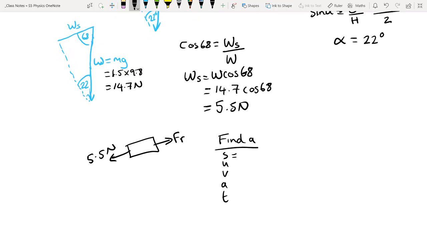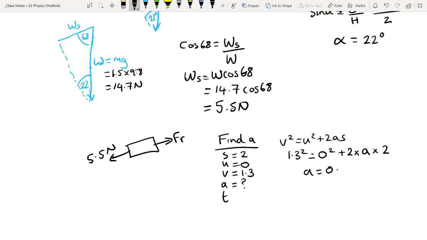So it's moving 2 meters down the slope from rest. Final speed is 1.3. Acceleration is what we want to find out. So we'd have to use v squared equals u squared plus 2as. I hope you have enough room on your page. So I think I'm running out of space. So 1.3 squared equals 0 squared plus 2 times the acceleration times 2. So the acceleration comes to 0.42 meters per second squared.